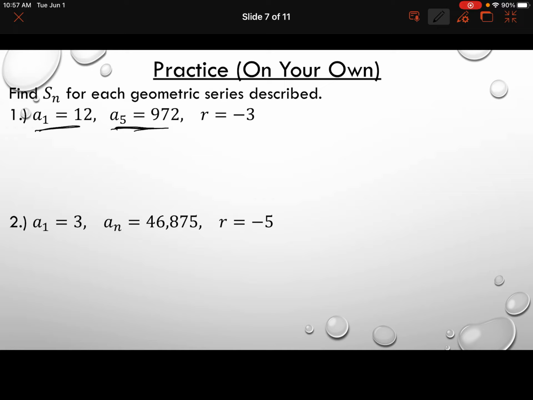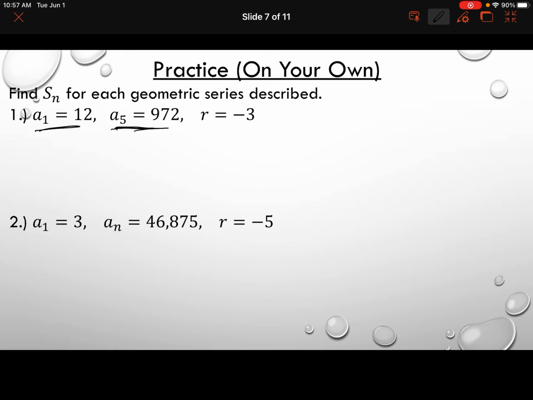Number 2, that one we're going to quickly, give me a second here. So number 1, definitely do on your own. For number 2, let's see. I did want to quickly calculate this one together.